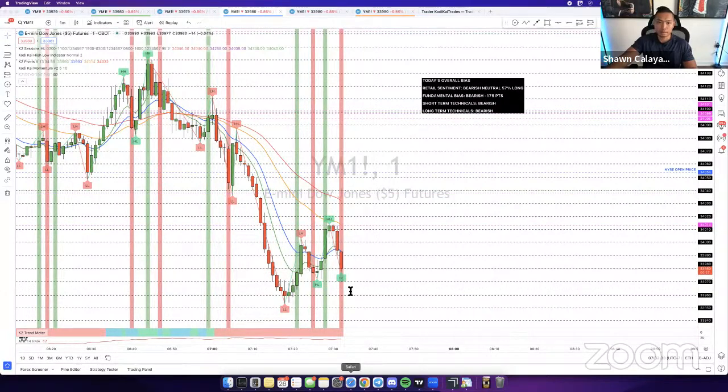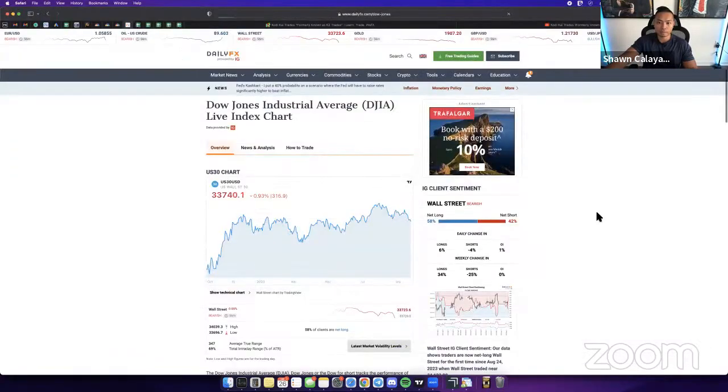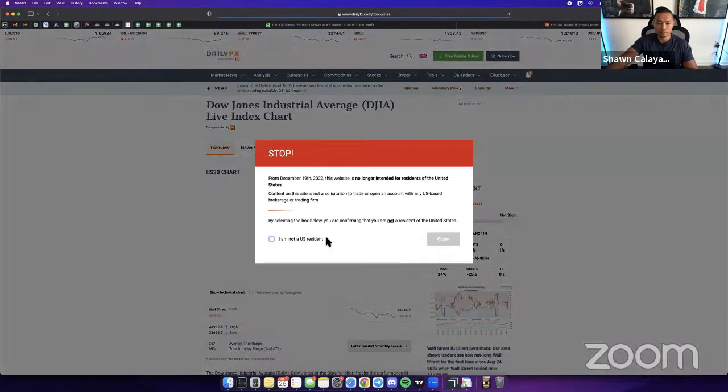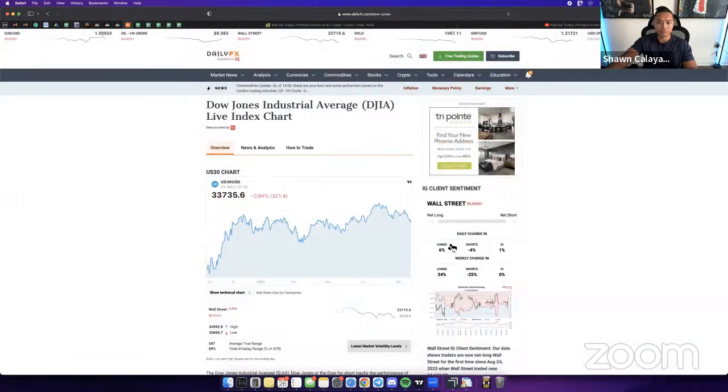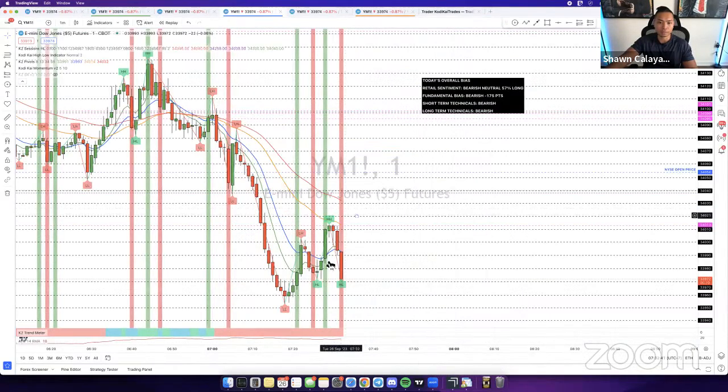Yeah, Maddie said the retail sentiment is up 1%. Yeah, it's currently 58% long. So a lot of retail is currently buying right now. They're trying to buy the dip. I think price will continue dropping. I mean, I don't know. We'll see. It might continue dropping, might not. I mean, it's kind of hard to tell here because of, obviously, the market movement.